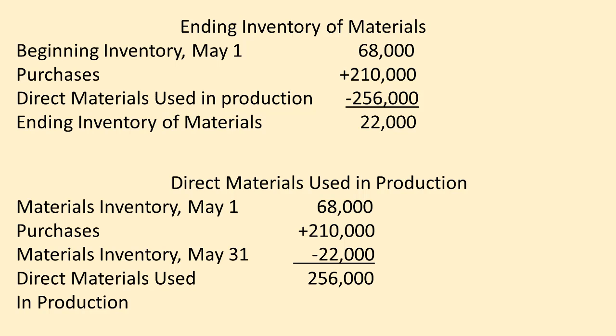From there, we could figure out the direct materials that were used in production of the blue jeans. The materials inventory May 1st, we had $68,000 that was given to us. We bought $210,000 worth of blue jean material during the month, and the materials inventory at May 31st was $22,000. If we subtract that, we get $256,000 direct materials that were used in production during the month.